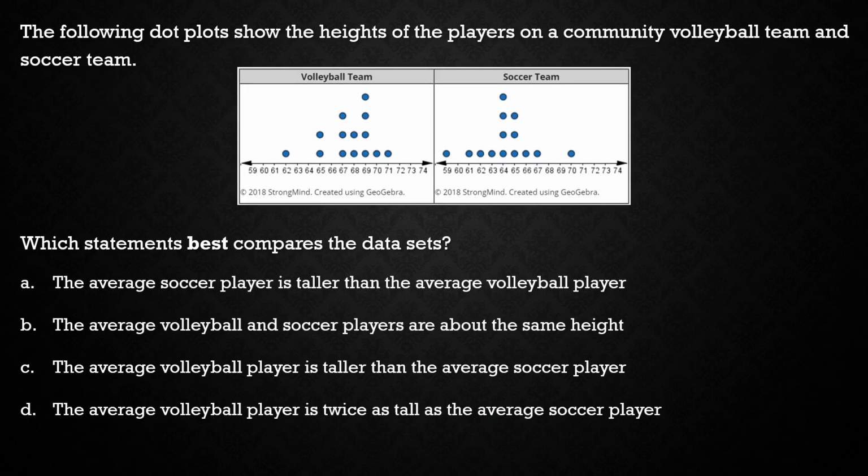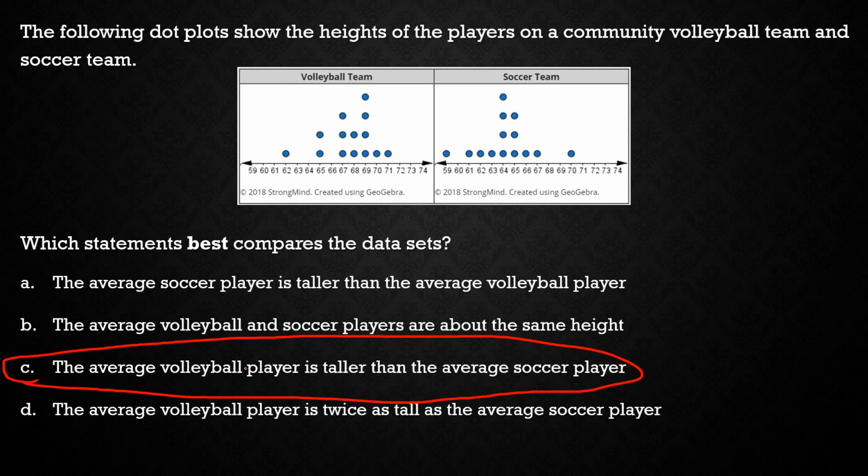So the following dot plot shows the height of the players, right? So we use these dot plots to find the averages at the very beginning, and we want to know which statements best compares the data sets. Well, we know that volleyball players, the average, were taller than the soccer players, right? So I'm going to select that option right off the bat. So the average volleyball player is taller than the average soccer player.